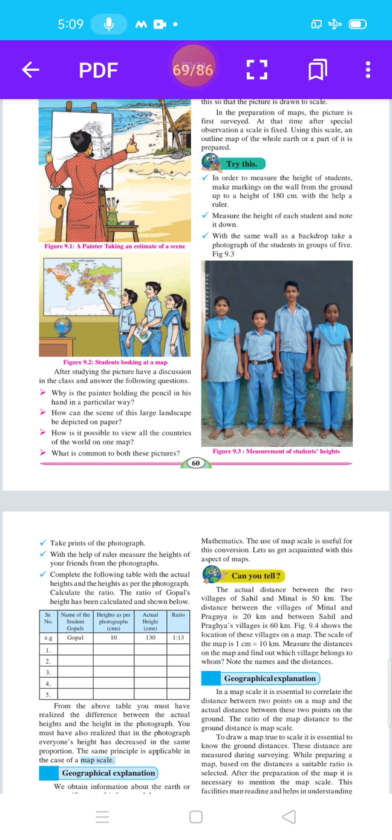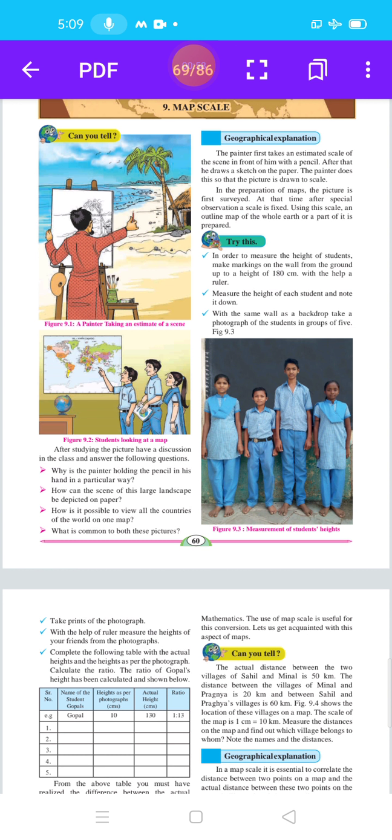Try this. Here, figure 9.3 shows the measurement of students' heights. Here you see four students of different heights in figure 9.3. In order to measure the height of students, make markings on the wall from the ground up to the height of 180 cm with the help of a ruler. Then measure the height of each student and note it down.